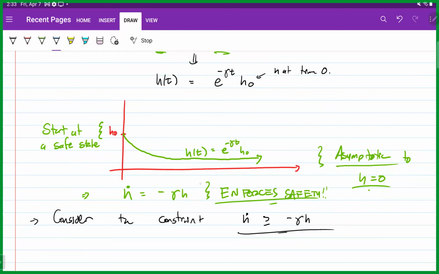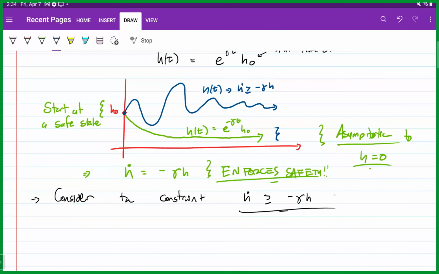Now, instead of just purely following this little green response line over here, our h of t can be anything in this region up here, all right? So this is h of t when h dot is greater than or equal to minus gamma times h, all right? So we know we're always going to be bounded below by this function that's always greater than or equal to 0. So this still tells us that our function h of t is greater than 0 for all time. All right. So this constraint is going to guarantee us safety and do it in a relatively unrestricted way.